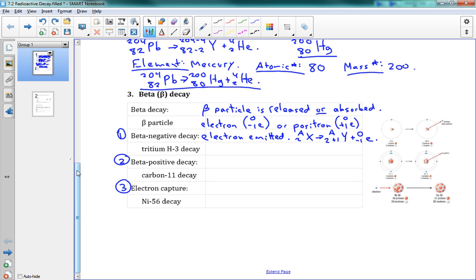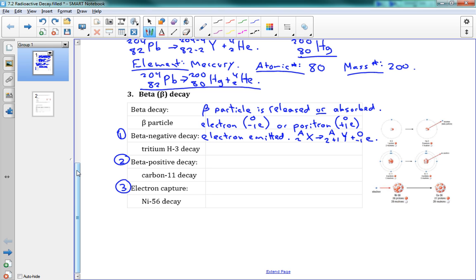And notice that if you know that you're shooting off an electron, well, that's a -1. So it means that the Y element here needs to have an atomic number of 1 more. Right? Because it needs to all balance out. You see that the numbers balance out. A on the left is equal to A on the right. Z on the left is equal to Z plus 1 minus 1 on the right. So it all balances out.